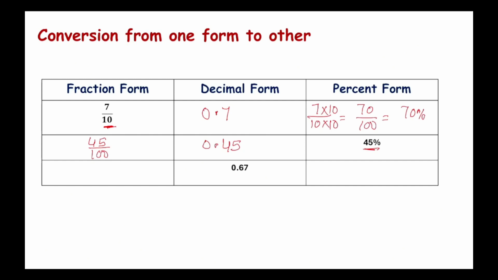Now a decimal is given. How can we write the fraction for it? 67 over 100, because after the decimal there are two digits. So here we will write 100, and 0.67 multiplied by 100% will give you 67%. So this is how we can convert from one form to another.